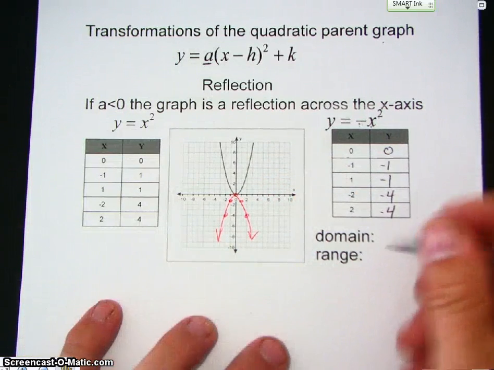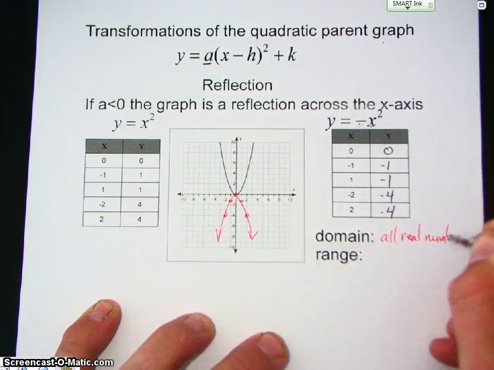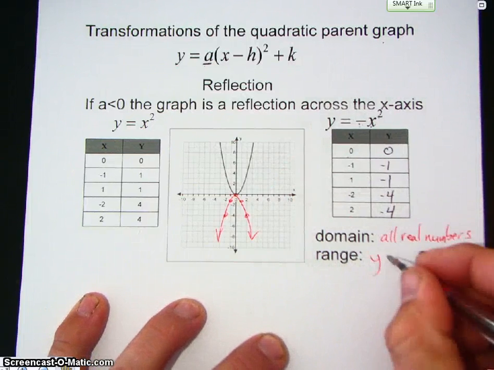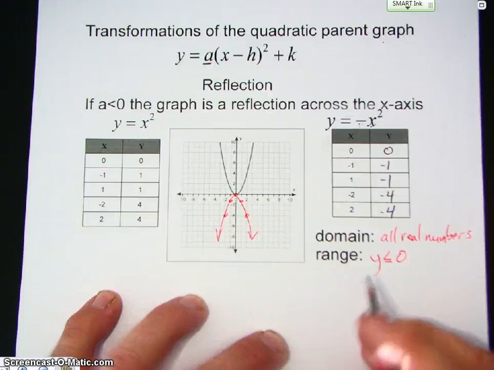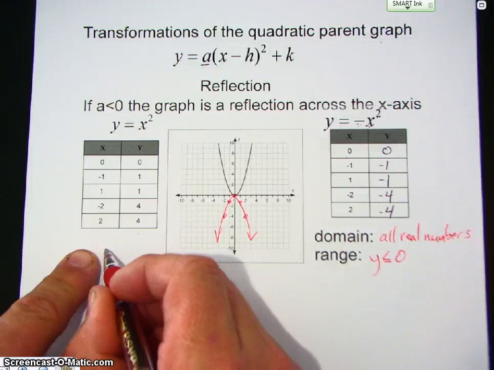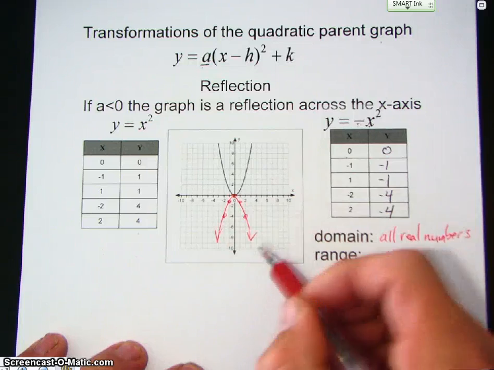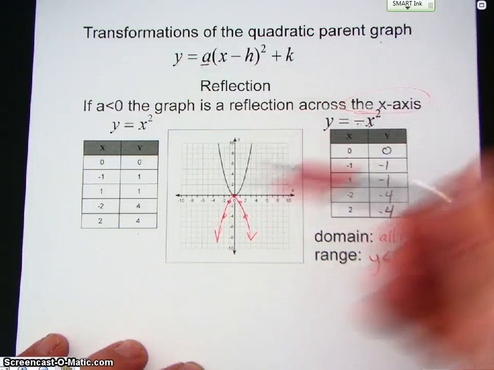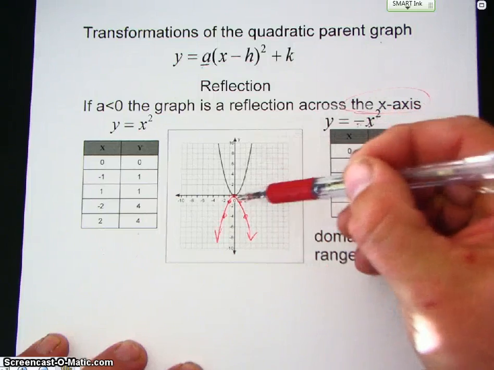So the domain, again, is still all real numbers for the x values. The range is now y is less than or equal to 0. When a was positive, the range was y is greater than or equal to 0. But since a is negative, now it changes. So it opens down. It's a reflection across the x-axis. In other words, if I fold my paper on the x-axis, this part of the graph will fall right on top of this.